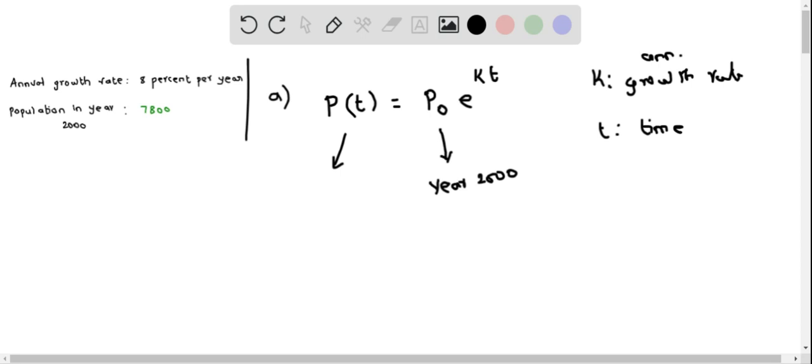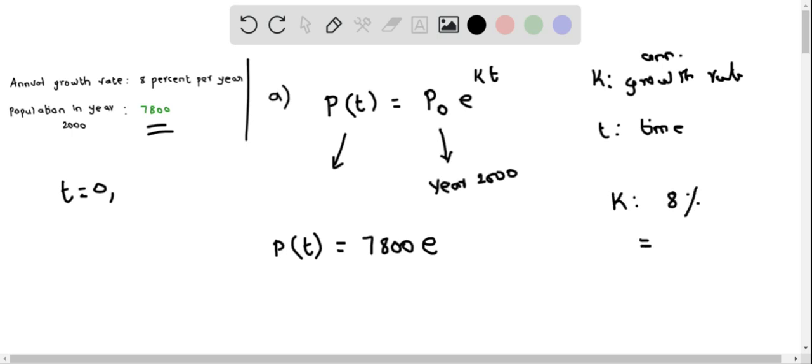So let's plug in the information that we have now. P of t equals P naught, which is 7,800. This is the population in the beginning, or when t equals 0, which corresponds to the year 2000. So we utilize P naught as 7,800, and then e raised to the power of k. k is the annual growth rate. It is given as 8%, and this has to be in decimals.